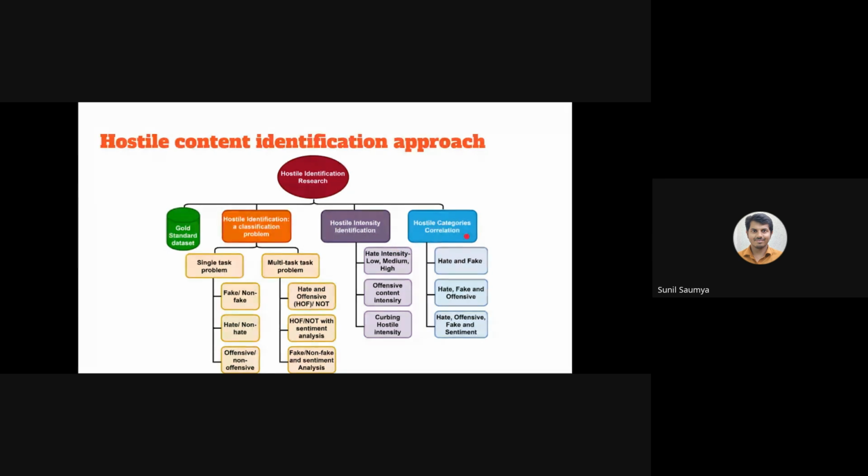Now, people are also working on the correlation between hate and fake. Both of these are hostile content. But does hate depend on fake, or fake depend on hate, or how does fake lead to hate? Some type of correlation. We are actually doing research on this part right now. And also the correlation between hate, fake, and offensive, and with the sentiments as well. So these are the different approaches people have followed for hostile content identification.